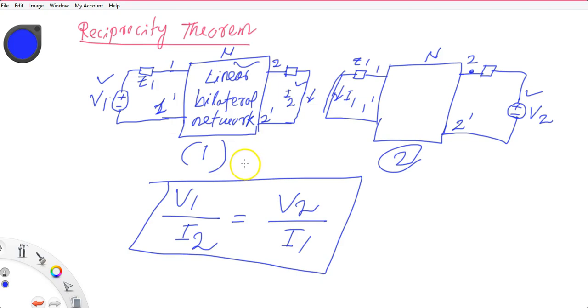Okay, so the conditions to be met for application of the reciprocity theorem: the circuit must have a single source. Initial conditions are assumed to be 0 in the circuit elements. Dependent sources are excluded even if they are linear. All passive networks are bilateral, hence reciprocal.